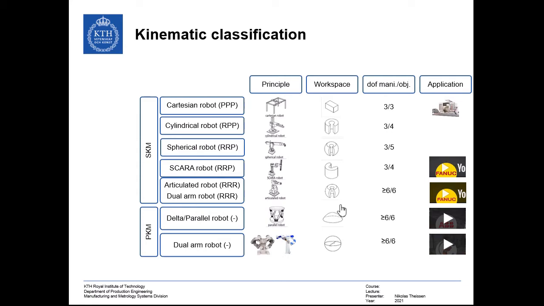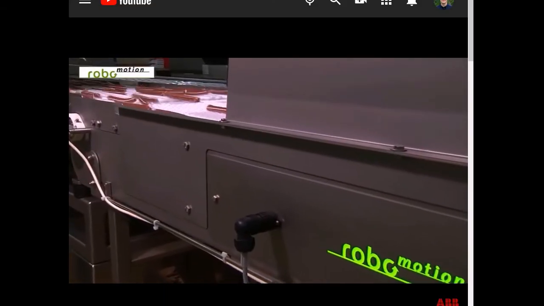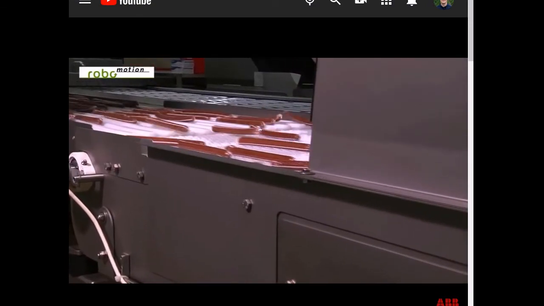Here you can see a schematic representation of its workspace. It usually has more than 6 degrees of freedom. However, these result in 6 degrees of freedom on the manipulated object, meaning that once again, in 3-dimensional space, you are able to position and orient an object at any position and any orientation. Here you can see the most common application of delta robots, which is pick and place.